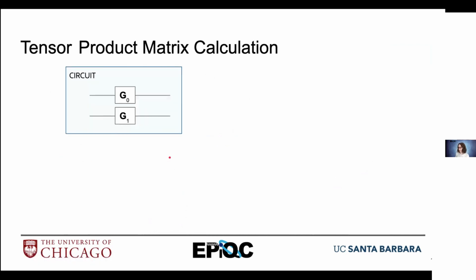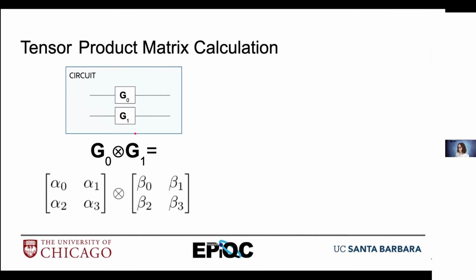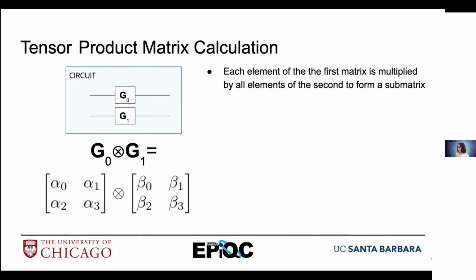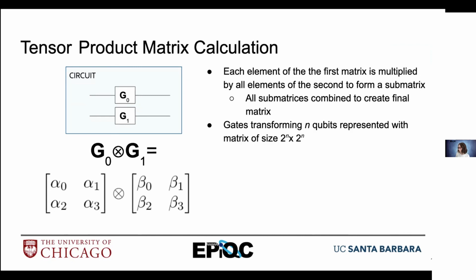So let's look at the calculation for tensor product. If we have two gates, G0 and G1, that are in parallel, we're going to have to implement the operation of G0 tensor G1. This operation is going to look very similar to what we saw with matrix vector multiplication, except we have a couple more steps because we have a couple more elements in our resulting matrix. Each element of the first matrix is multiplied by all the elements of the second matrix to form a submatrix, and that submatrix is used in combination with all the other ones to create a final matrix.